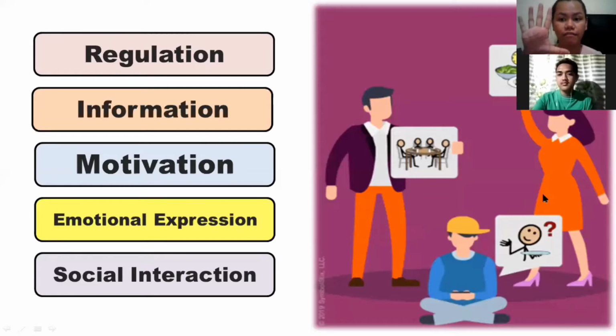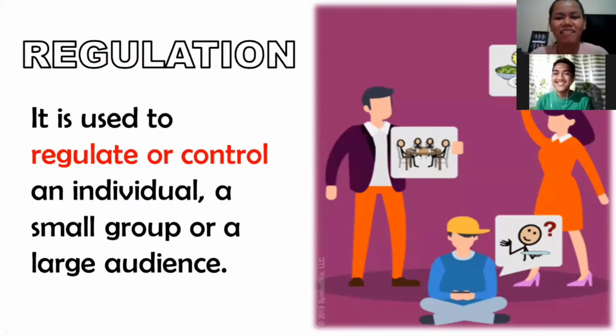So we got 5. Number 1, we have 5 basic functions of communication. We got the regulation, information, motivation, emotional expression, and social interaction. Okay, kulang na lang ang graduation ninyo. 1 year pa at tapos na. Next. Let's start with the regulation.